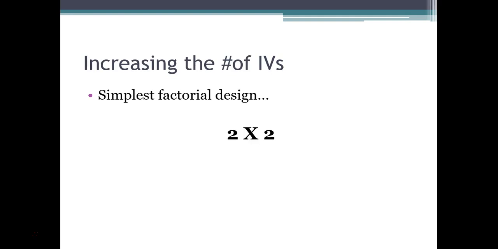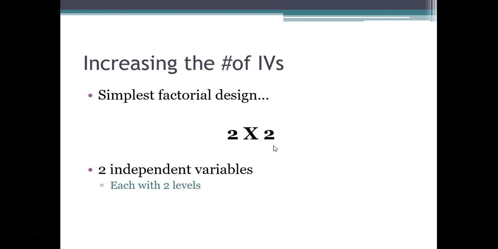So the simplest of the factorial designs is what we would call a 2 by 2 factorial design. And 2 by 2 means we have two independent variables, two factors, and each one has two levels. And there's one dependent variable, so that doesn't change. The dependent variable is always just one.